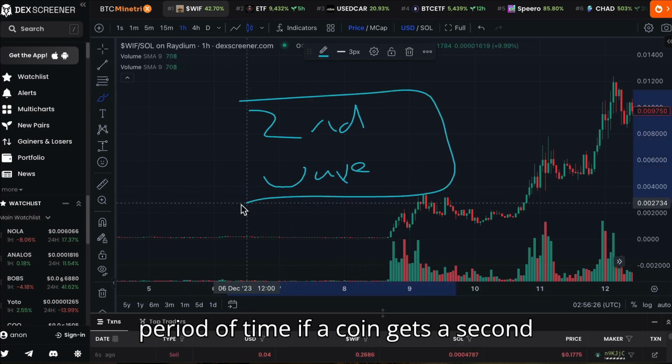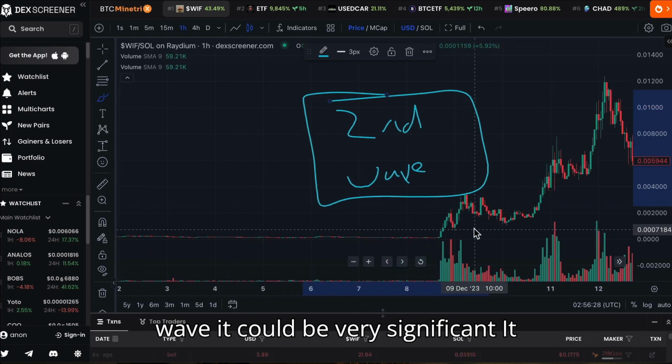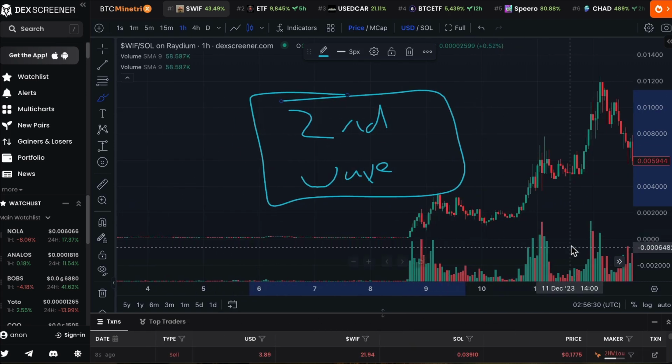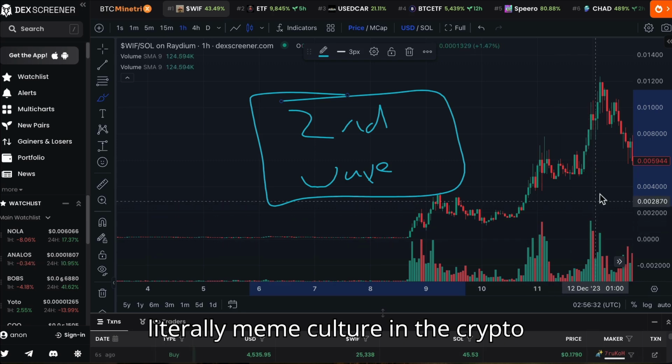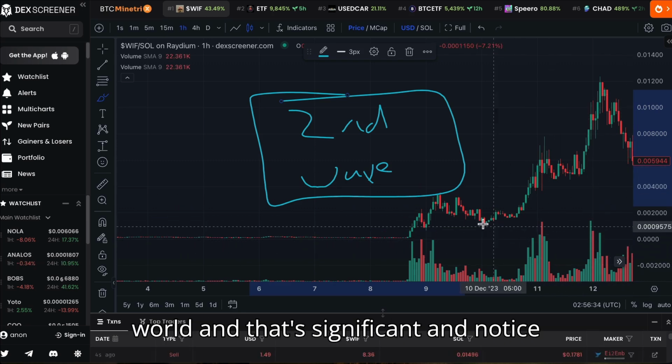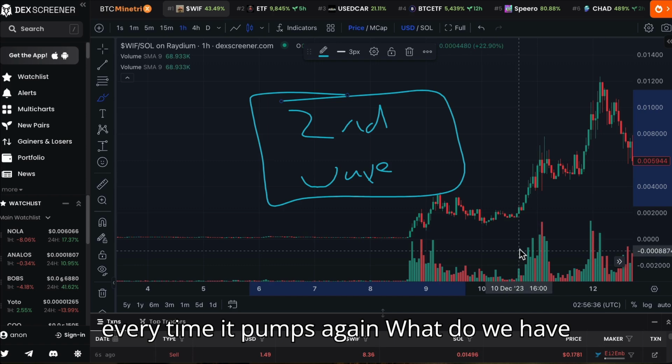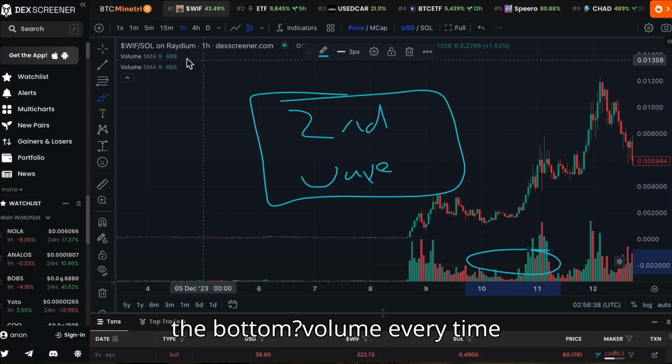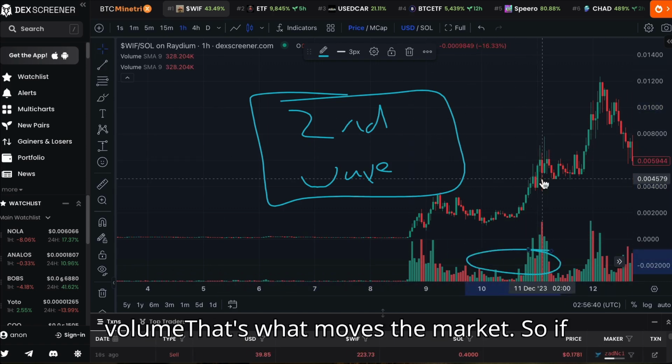If a coin gets a second wave, it could be very significant. It could mean that it's literally becoming meme culture in the crypto world. And that's significant. And notice every time it pumps again, what do we have at the bottom? Volume. Every time, volume. That's what moves the market.